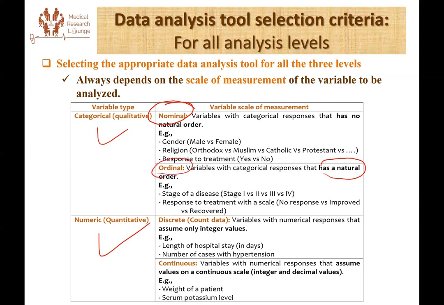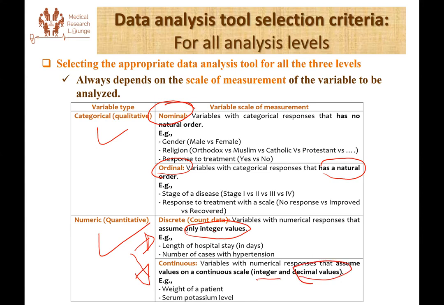And for the numeric variables, that's something that we quantify. We give numbers to, like age, for example. We call them numeric variables, and numeric variables are recorded either as discrete values, which are values which assume only integer values, or it could be continuous scale. That means our variables assume decimal values in addition to the integer values.